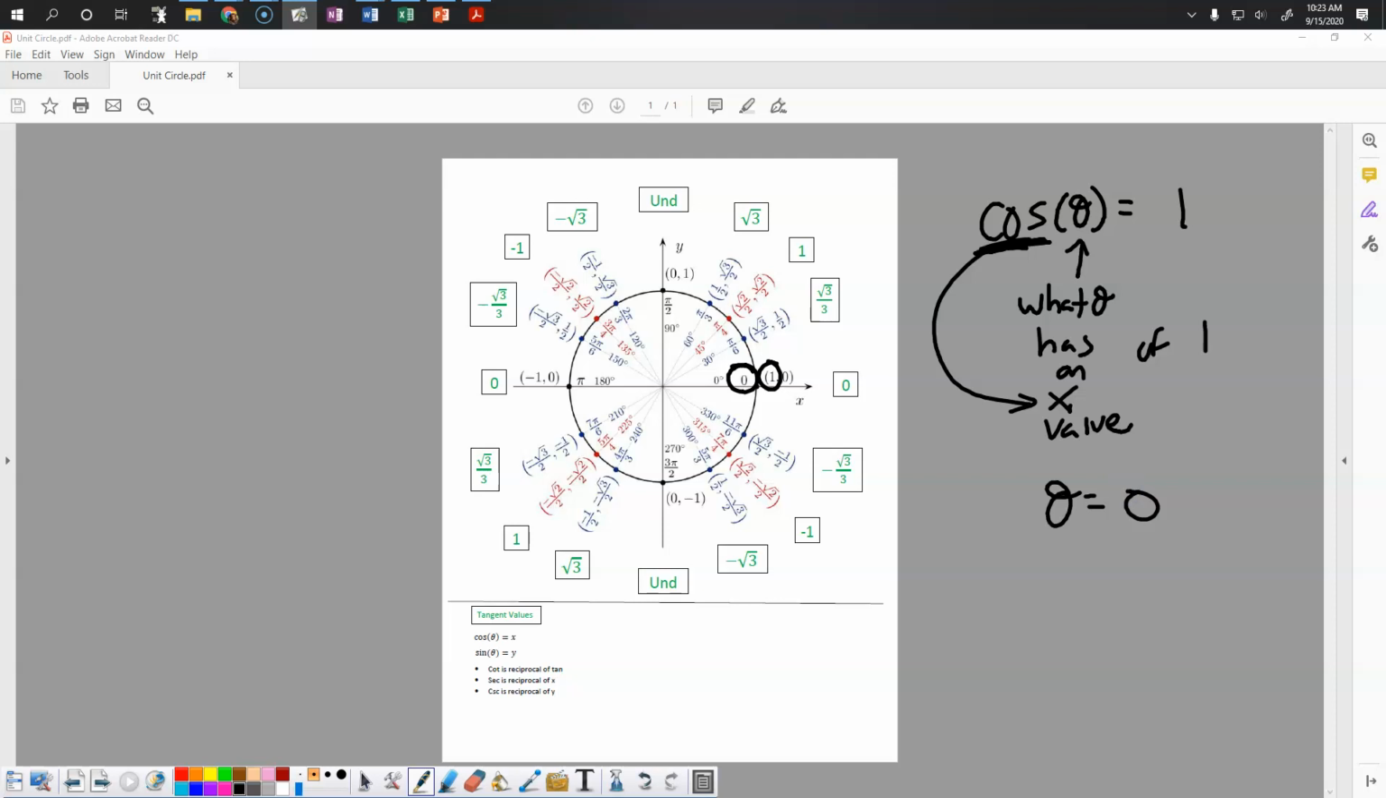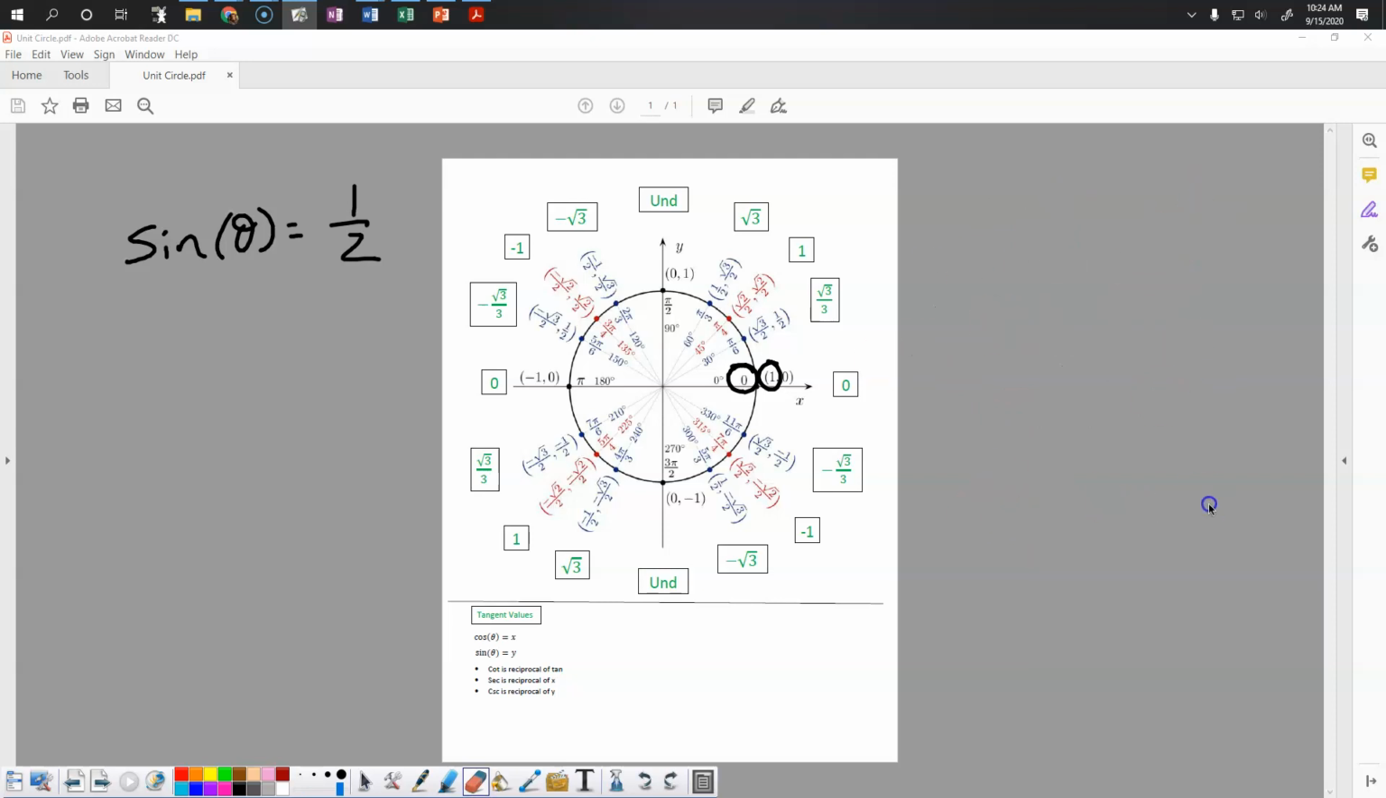All right, if you want to practice this, sine of theta is equal to a half. I just want to warn you guys, there's two answers to this, but if you want to pause the video and try it out, you can. So this is asking what angle has a y value of a half. There are two places where we have a y value of a half, and the angles for those are here and here. So the answers are pi over 6 and 5 pi over 6.